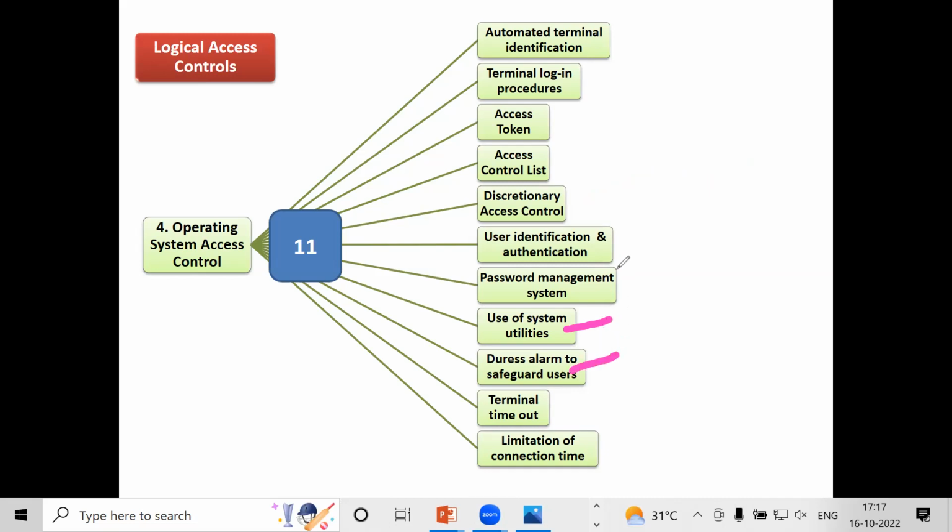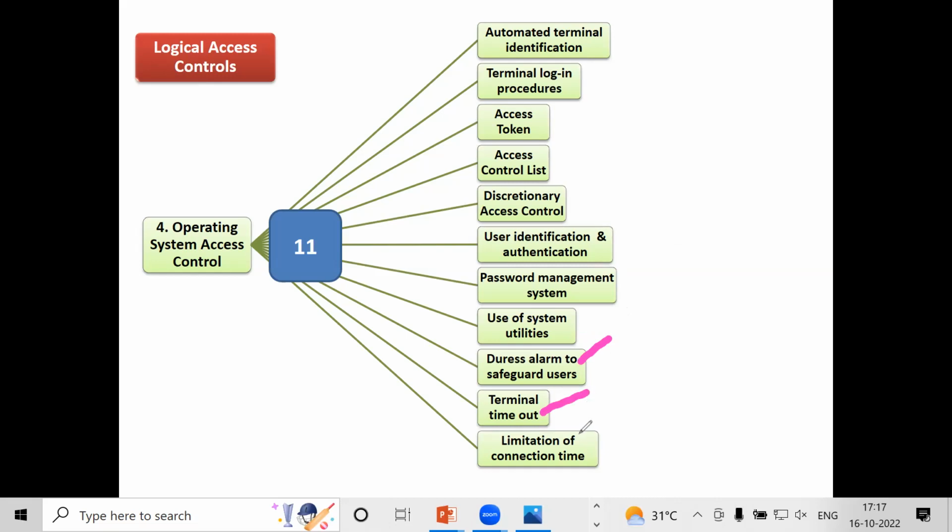Duress alarm to safeguard users. What is a duress alarm? At the time of accessing the computers, if you are forced to enter your username, that is, you are under intimidation, somebody is standing near you and threatening you to give, let us say, the ATM PIN number for withdrawing money from your account, you can send a signal through the ATM machine itself, so that the police or the bank authorities will come and catch him. That is the duress alarm to safeguard users.